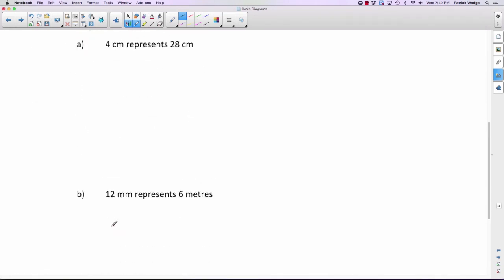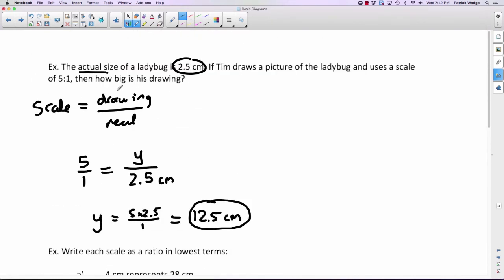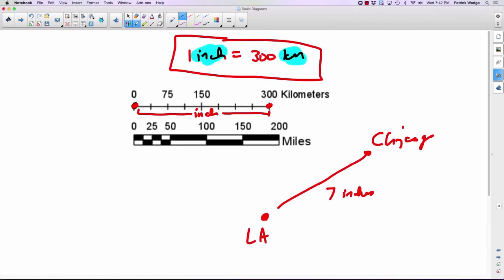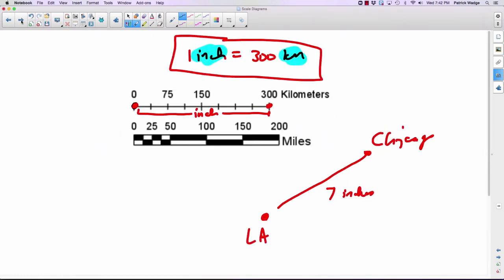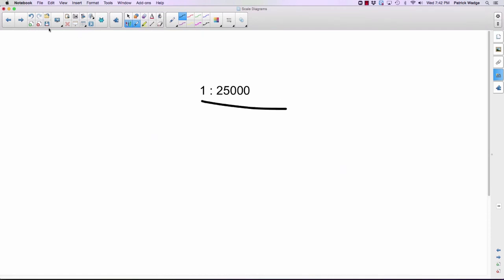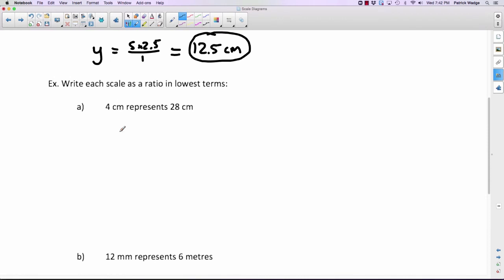Okay, now we're going to write some scales, and we're going to write them as a ratio. They're going to look like, for example, this one we had 5 to 1, or in the previous one, we had 1 to 60, or in this one, there's an example of a scale. You want it written like that. So, first question. 4 centimeters represents 28 centimeters. So you can start right away by making it a ratio.